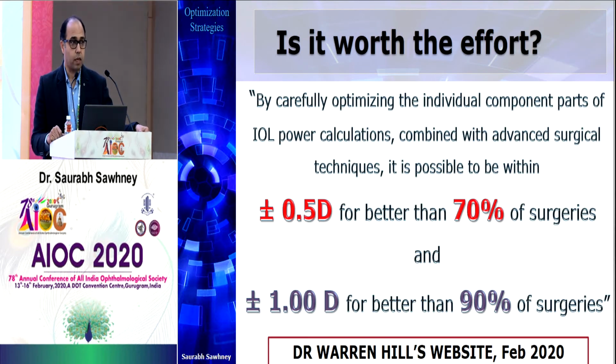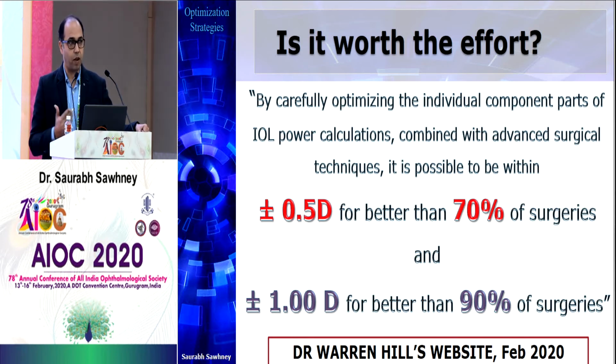The question here is, is it worth the effort finally to optimize? A lot of people I have met and talked to about optimization say we are getting perfect results, we don't have any refractive surprises at all. And that is the point I usually stop talking. But if you feel you do occasionally get refractive surprises, then it's worth looking at Dr. Warren Hill's website. I checked it yesterday and the data remains the same.